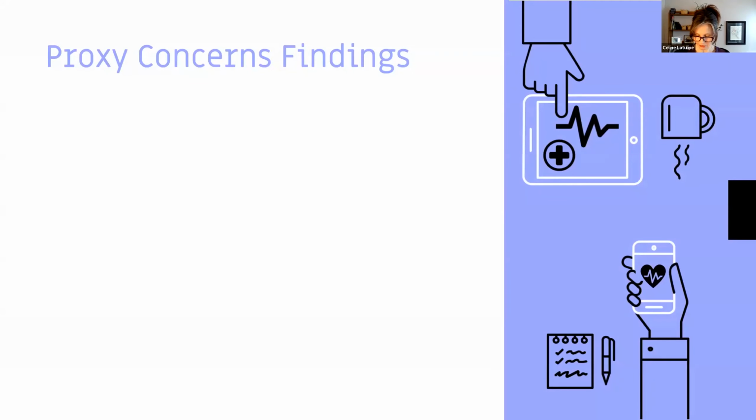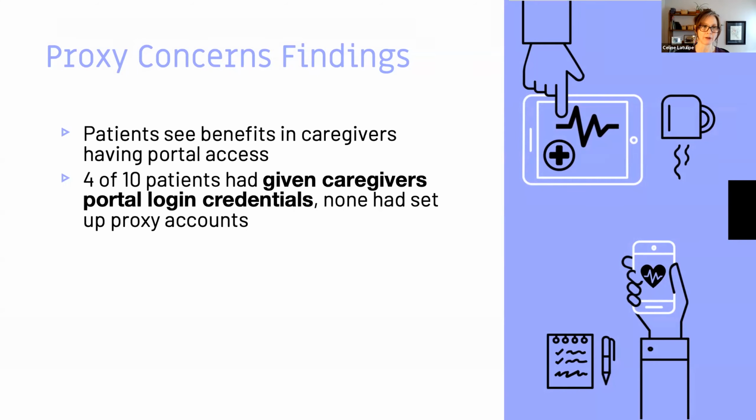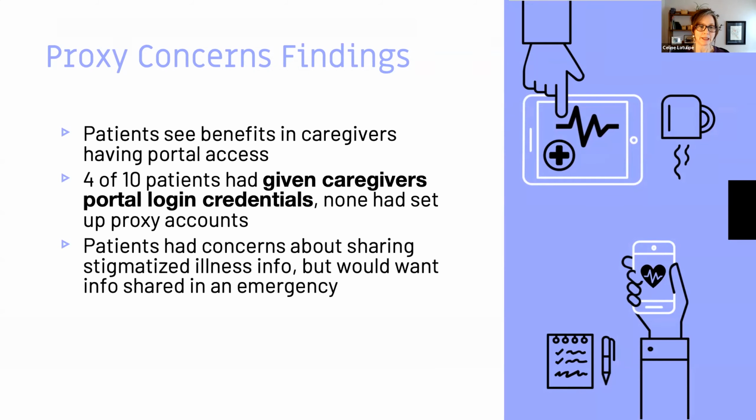So in general, the findings from this research were that the patients we interviewed saw a lot of benefits in their caregivers having access to their patient portal so that they could help them manage their healthcare. 4 out of 10 of the patients had given caregivers their own patient portal login credentials. So they were sharing their username and password with their caregiver. None of them had set up the proxy accounts, and proxy accounts were available in these healthcare systems where these patients were enrolled. The patients did have concerns about their caregivers seeing stigmatized illness information, but they all said that if it was a case of life and death emergency, they'd be okay with the caregiver seeing that, but they didn't want it to be easily accessible or readily accessible.